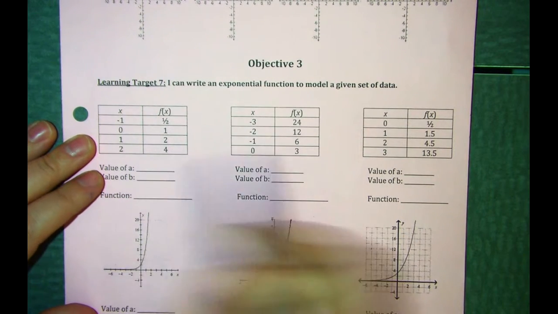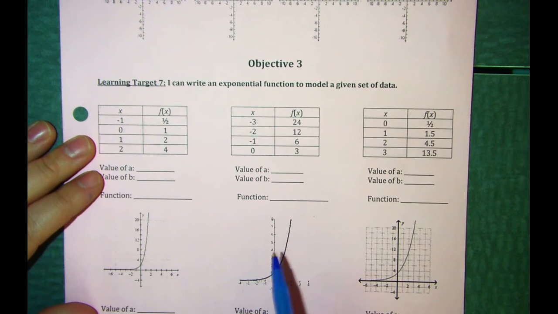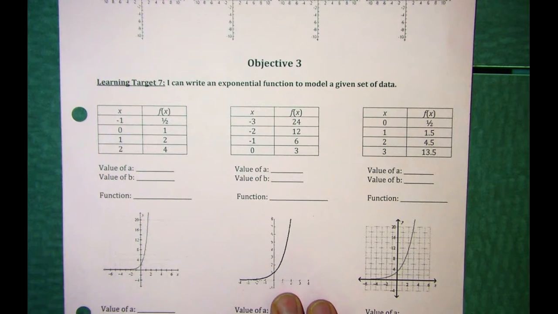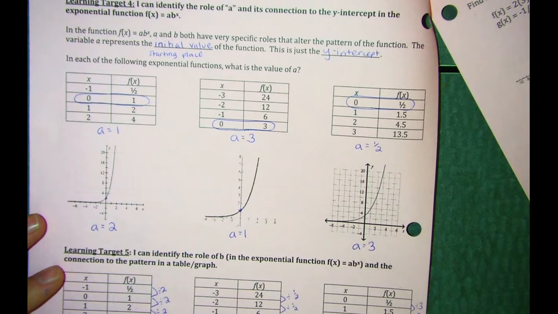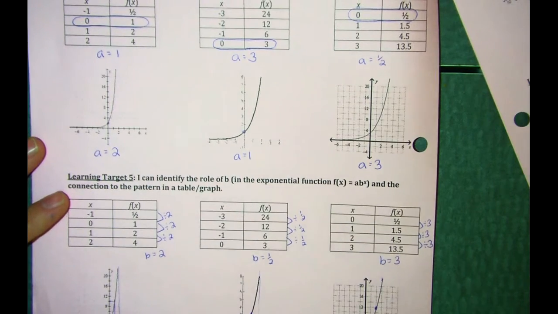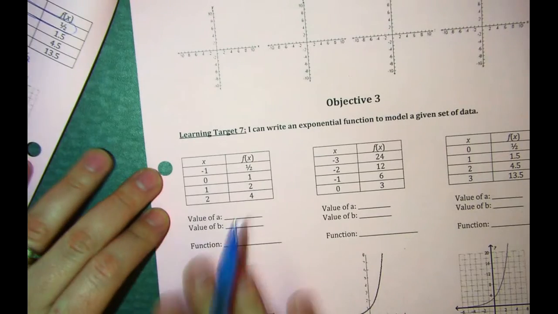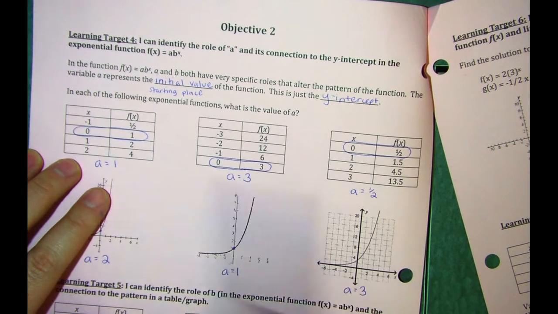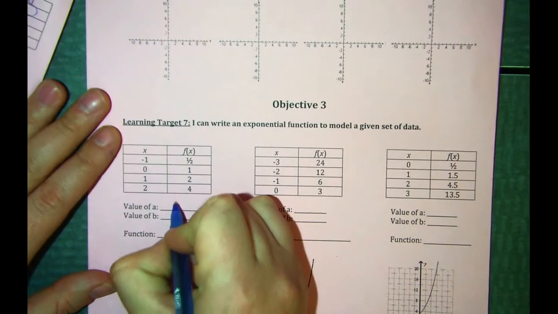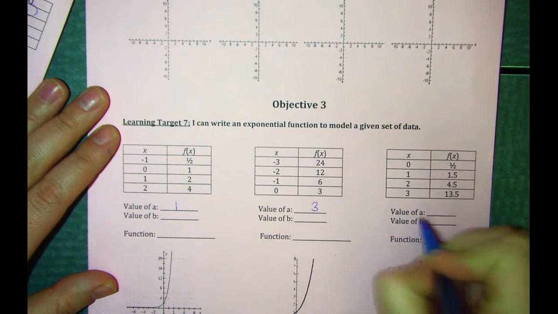So these three tables and these three graphs are the same three tables and the same three graphs that we talked about over here in learning target 4 and learning target 5. So instead of refinding all of the A values and all of the B values, I'm just going to take the work that I already did and put it over here. So if I look at learning target 4, the A values for these three tables are 1, 3, and 1/2 because those are the y-intercepts. So here I'm going to say the A is 1, 3, and 1/2.